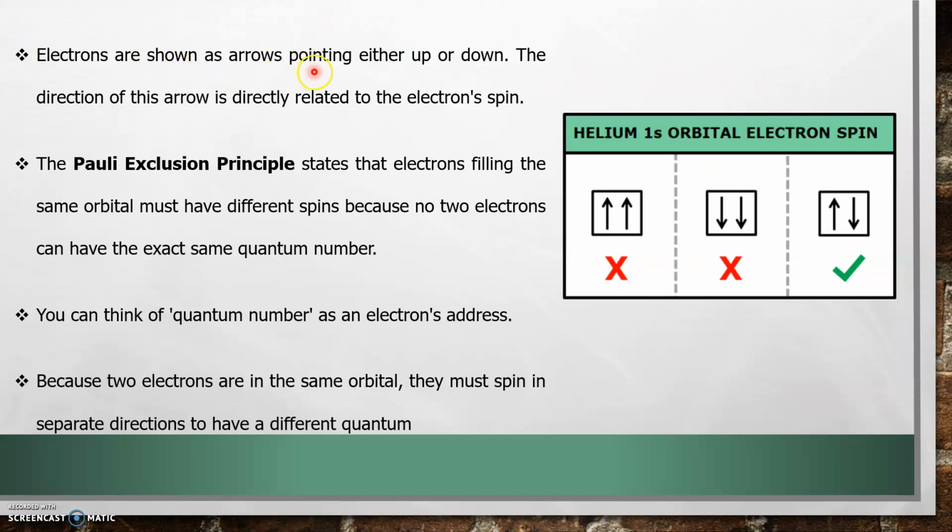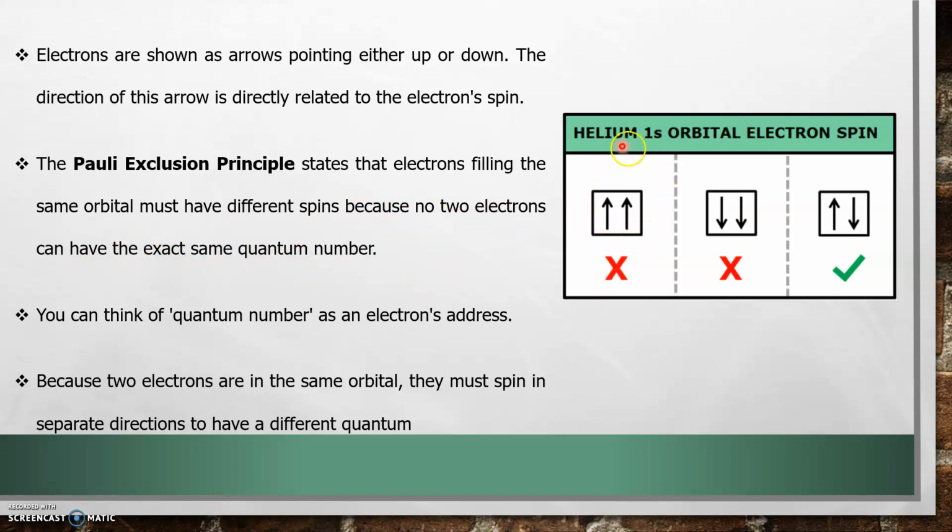Also, the arrows show whether the electrons are pointing up or down. That means the spin is clockwise or counterclockwise. So spin is indicated by the arrow. Now Pauli's exclusion principle states that electrons filling the same orbital must have different spins, so no two electrons can have the exact same quantum numbers.